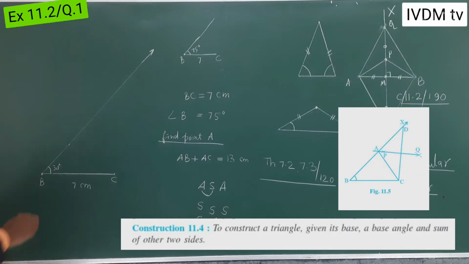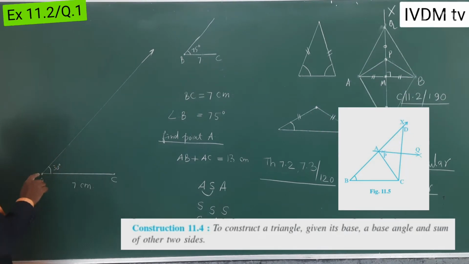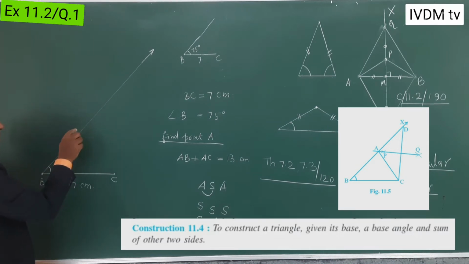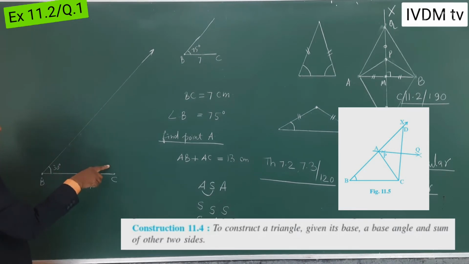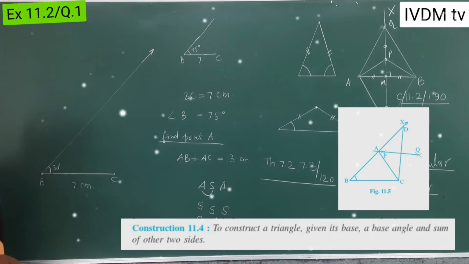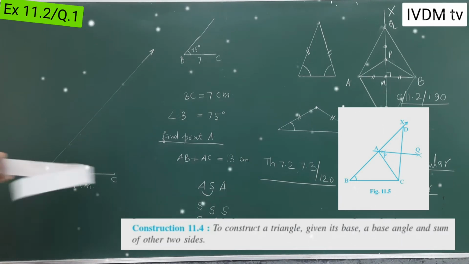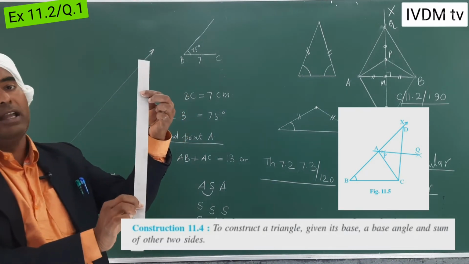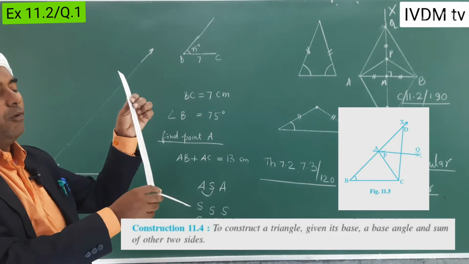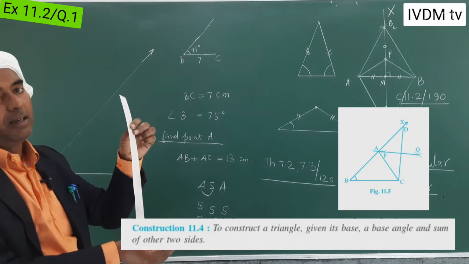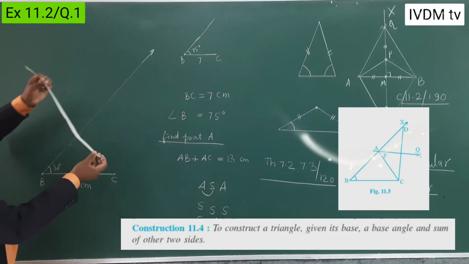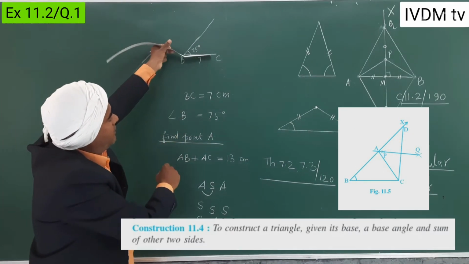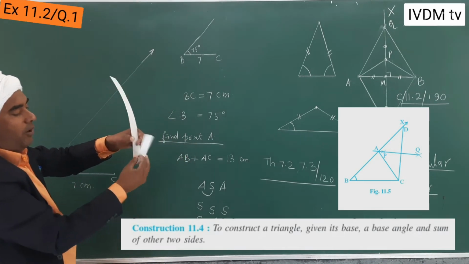Means you have found BC, and point A will be on this line such that AB and AC sum up properly. So how to fold? Actually the question is just like, look at it in my hand. This was the rod or any string. I have to make a fold so as to make a triangle. So the condition is given, BC is equal to 7 centimeter. I have already cut this 7 centimeter.